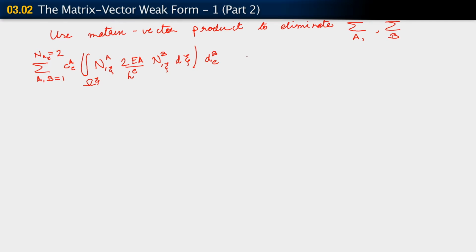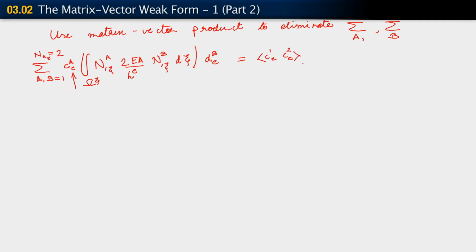So what this lets us do is the following. This can be written now as the following. We recall that since A and B run over 1 and 2, we can collect the degrees of freedom, the c degrees of freedom, into a row vector using the notation of linear algebra. And that row vector is c_1^e, c_2^e.